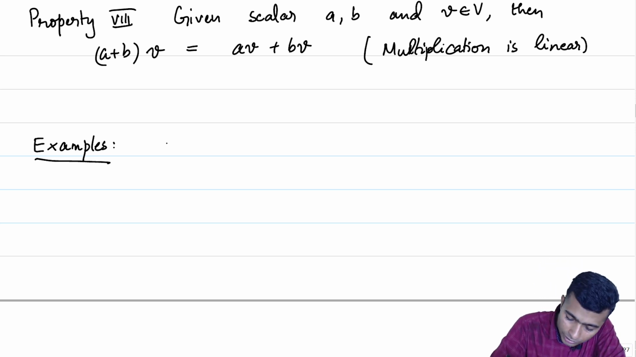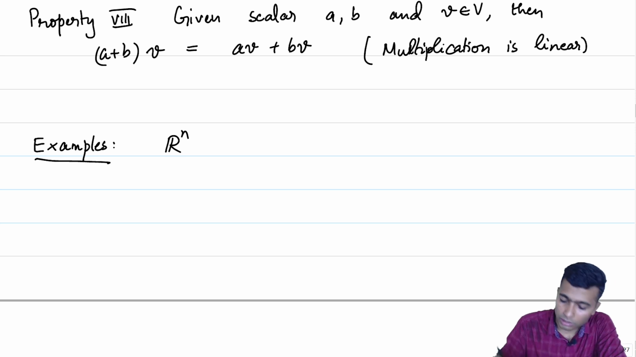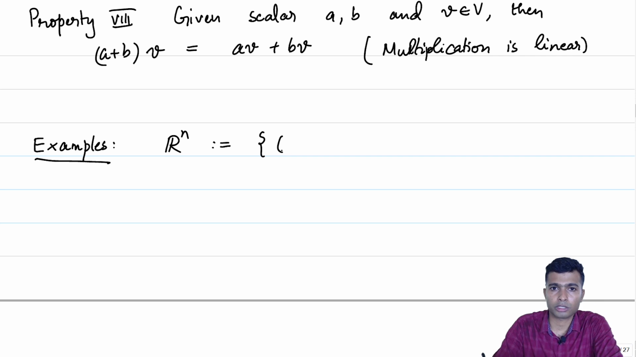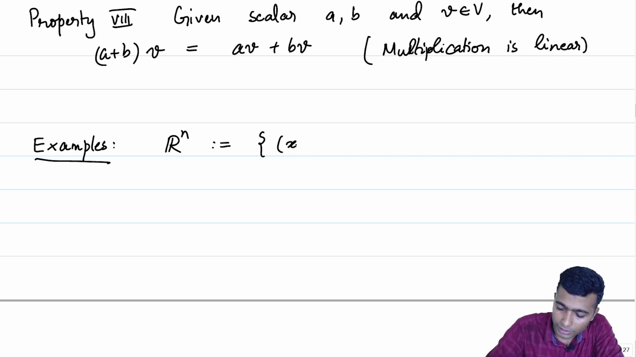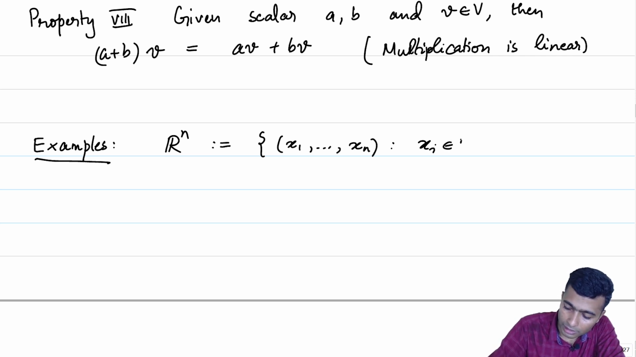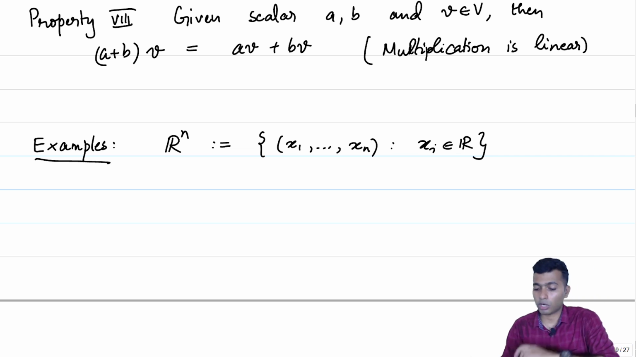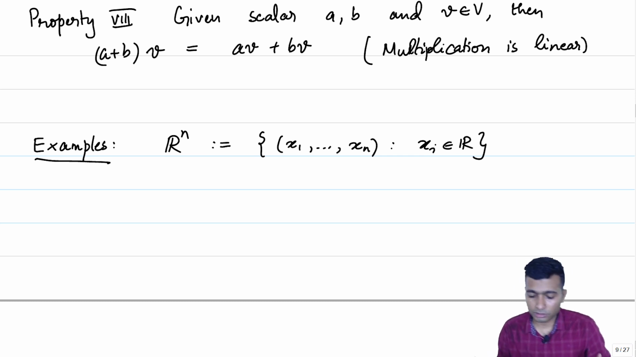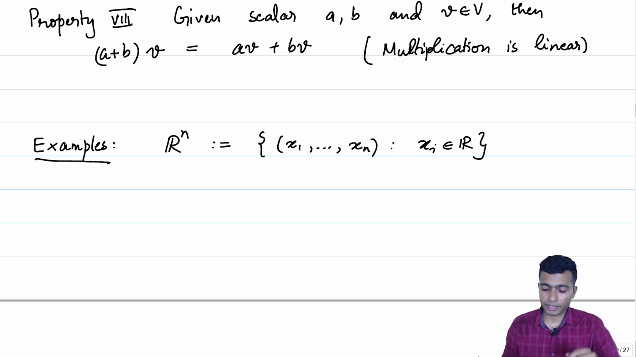So, let me now just give you the more general Rn. Rn is just the Cartesian product of R with itself n times. So, it is x1, x2 up to xn, where each of the xi's are real numbers. So, this is an ordered tuple. Again, 2, 3, 4 is not the same as 4, 3, 2. The order matters.